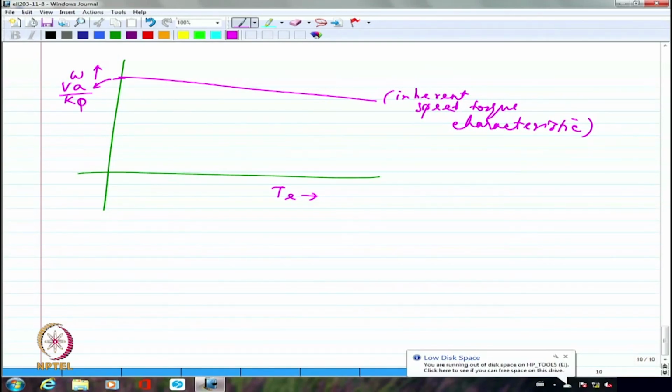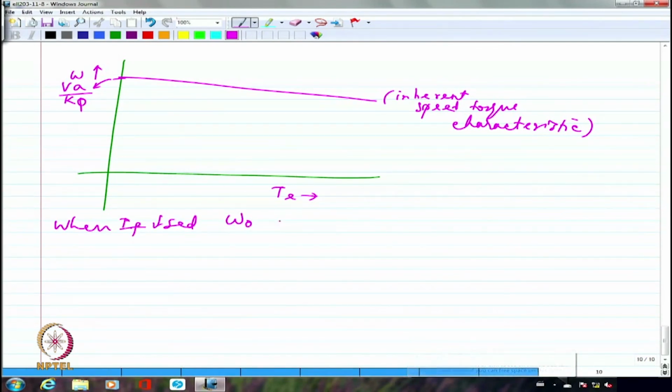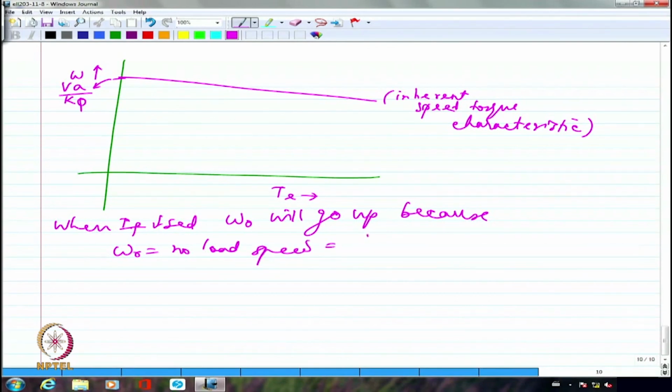Now I am trying to reduce actually the excitation. Very clearly, when IF is decreased, omega naught will go up. Right? Do you get this point? Because omega naught, or the no load speed, is going to be VA divided by K phi, and phi decreases. Right? Because of which a reduction in the flux will definitely cause an increase in the speed.